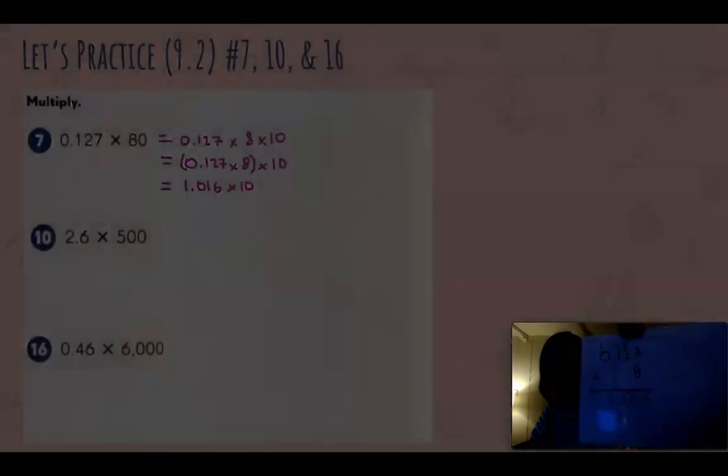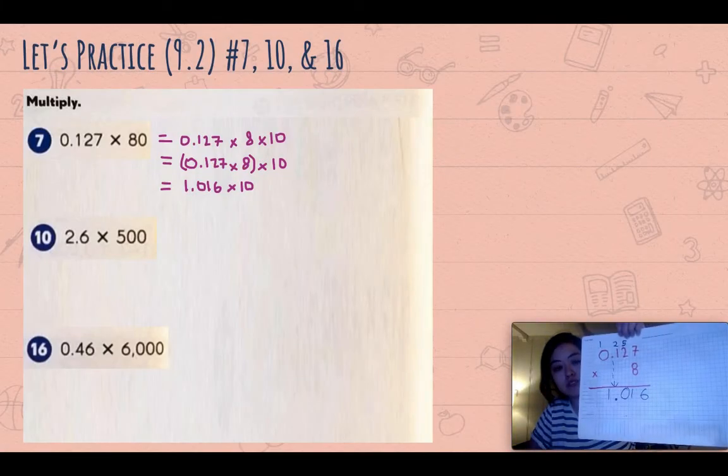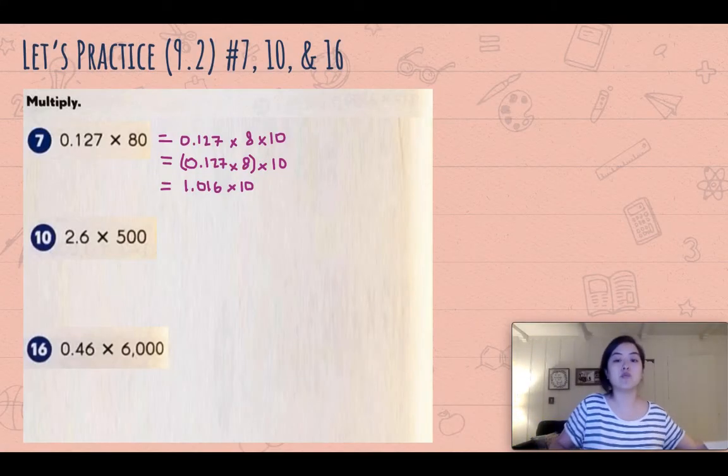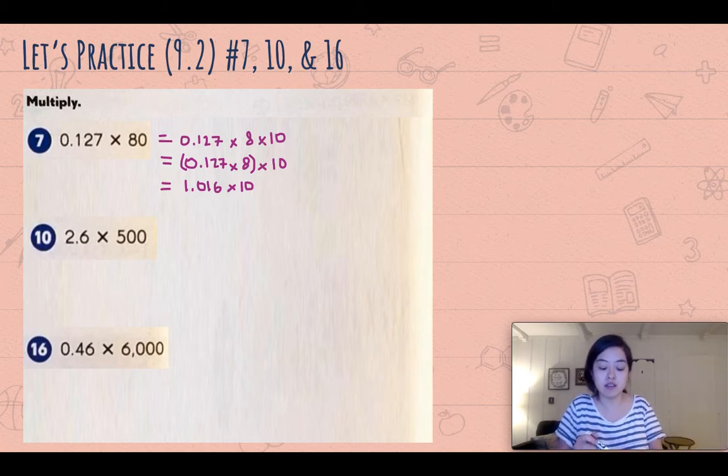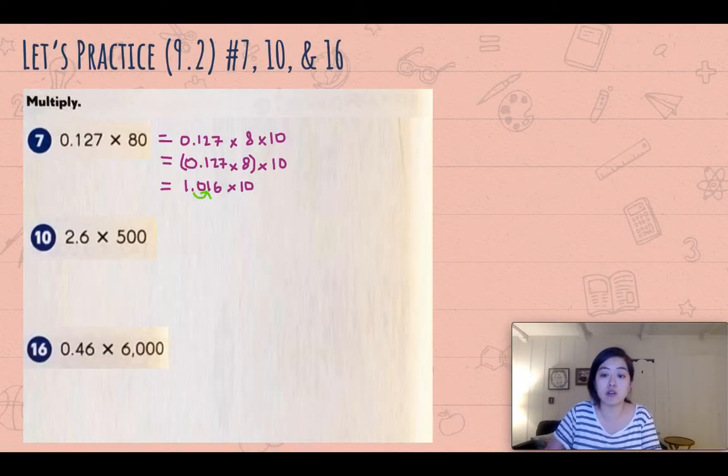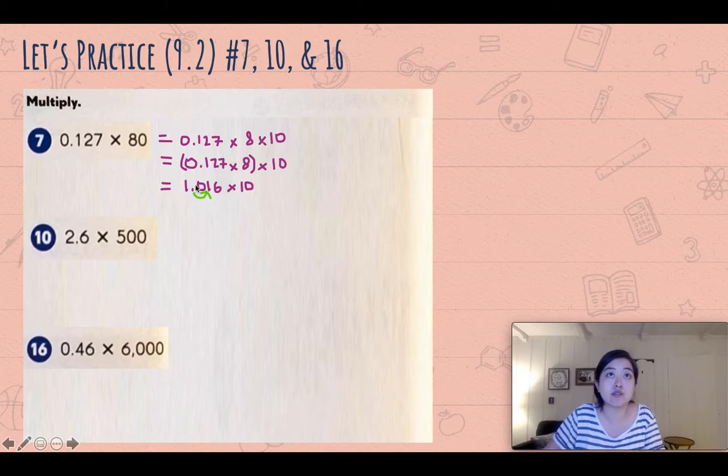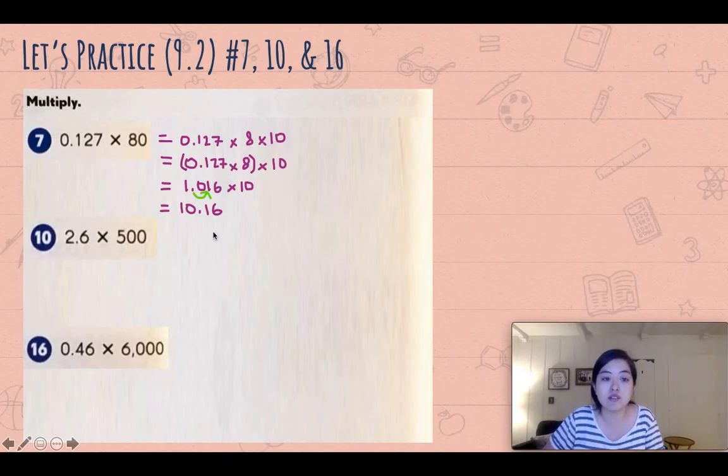Okay, so that becomes 1.016 times 10. And when I multiply by a 10, I know that I just need to move the decimal point over one spot to the right. And my pocket that I created by doing that over here, this little dip here, is filled with the number. And so now it is 10.16 as my answer.